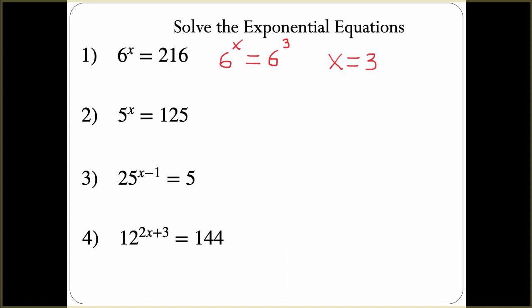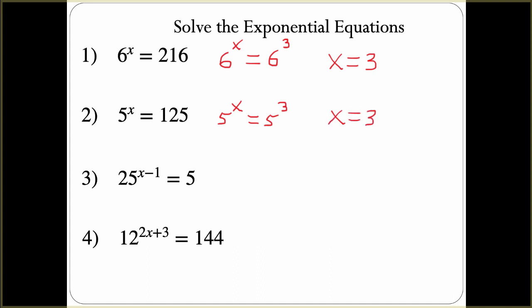Next, we have 5 to the x power equals 125. Again, we need to have that same base, so we know we have to find 5 multiplied by itself how many times. And we get 5 to the x equals 5 to the third. And again, we get x is 3.